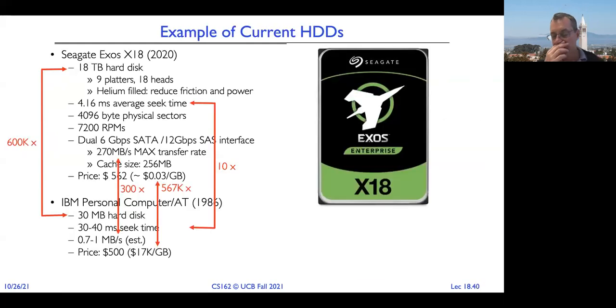Okay, so we are going to stop here. Next time we are going to start talking about solid state drives, SSDs. Thanks, everyone. I'm going to stop here and answer the questions.